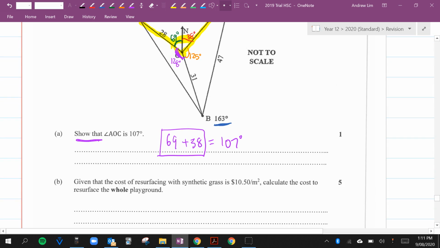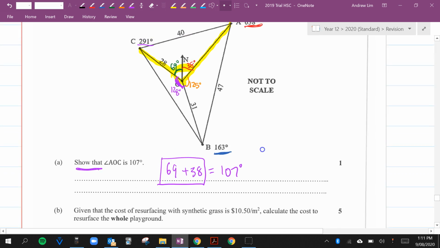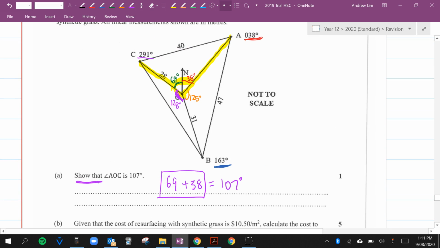Right, question B says, given that the cost of resurfacing is $10.50 per square meter, calculate the cost to resurface the whole playground. Now, to resurface the whole playground means we need to work out the area of this entire triangle, as in this whole big triangle. Once we've worked out that area, we can just multiply by $10.50, and that'll give us the cost.